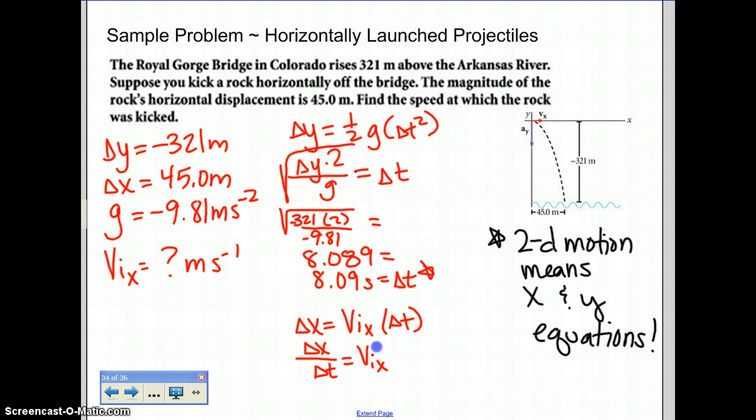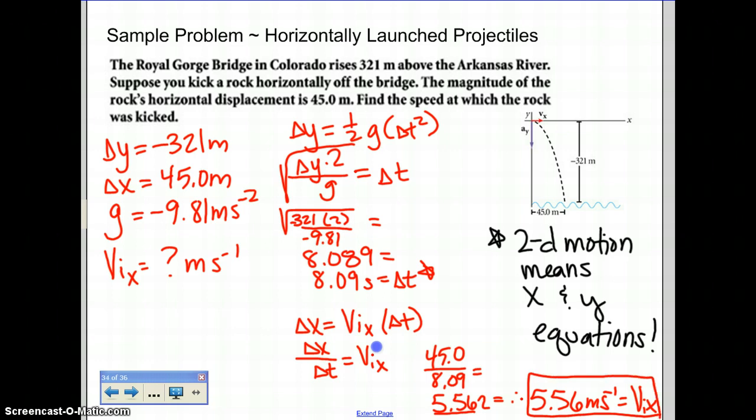Okay, so now let's plug in down here, and I'm just going to write this over here to the right, guys. So this is going to be 45.0 divided by 8.09 equals. So 45 divided by 8.09 is going to give you 5.562. And you only want 3 sig figs. The 2 does not round the 6 up, so therefore your final answer is going to be 5.56 meters per second equals vix. Box it and move on.